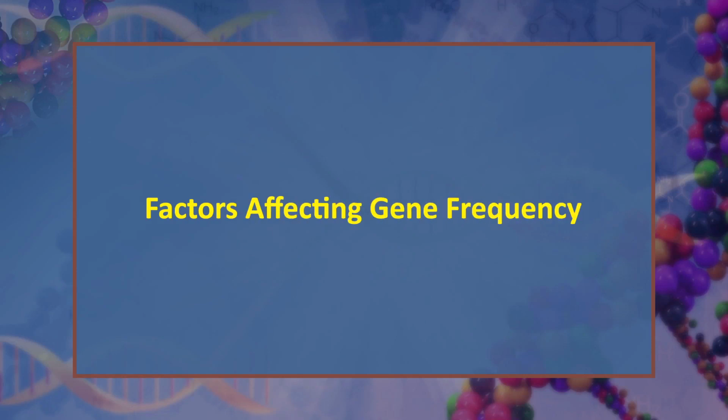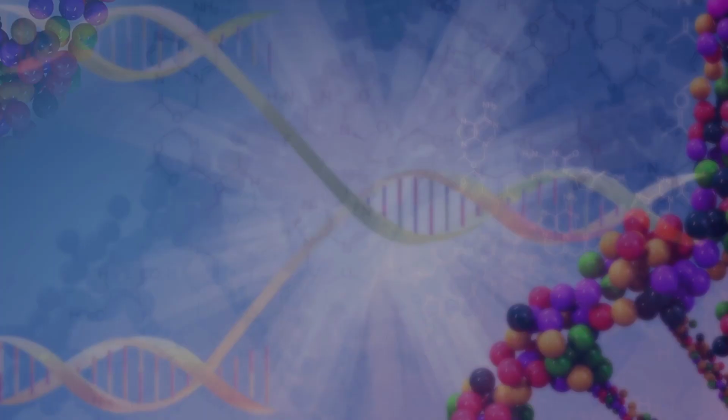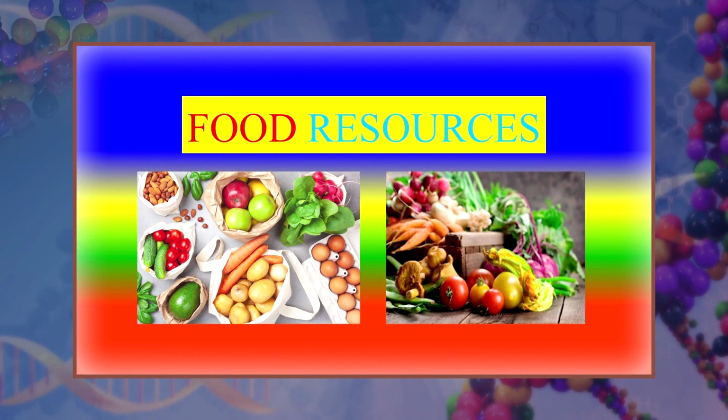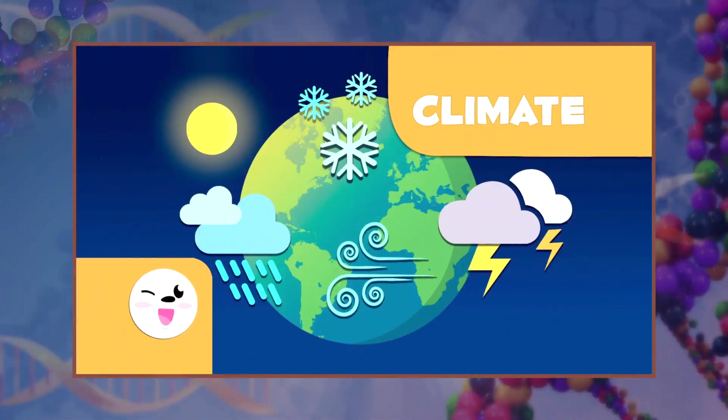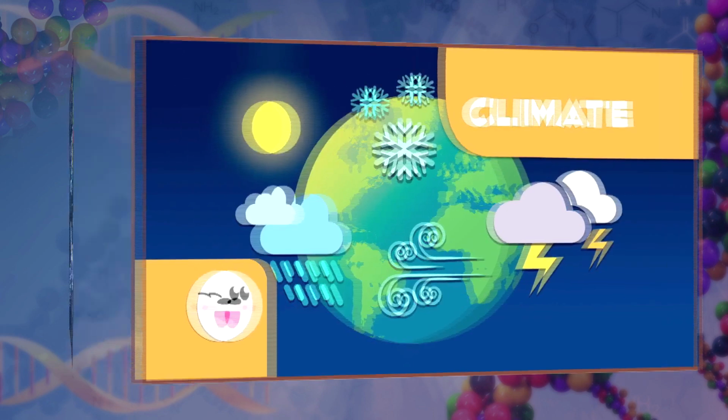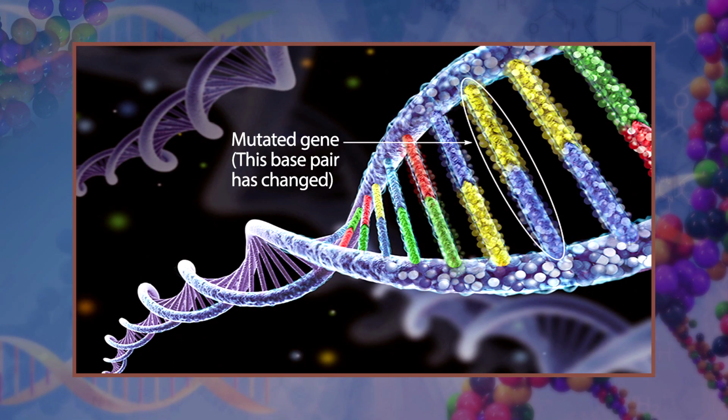Dear students, let's now discuss the factors affecting gene frequency. Populations change over time. The number of individuals in a population may increase or decrease depending upon food resources, climate, weather, and the availability of breeding areas, etc. At the genetic level, a population may change because of mutation, migration, selection, and random genetic drift. These natural processes alter allele frequencies, thereby changing the fundamental makeup of the population.